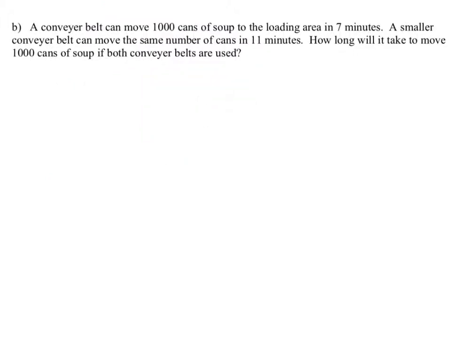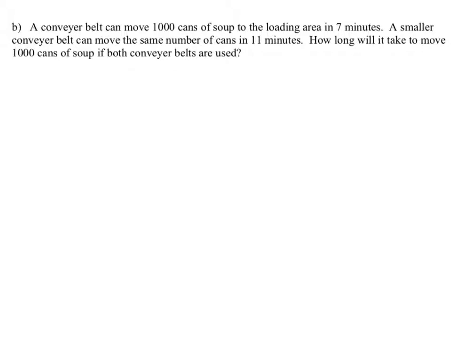A conveyor belt can move 1,000 cans of soup to the loading area in 7 minutes. A smaller conveyor belt can move the same number of cans in 11 minutes. How long will it take to move 1,000 cans of soup if both the conveyor belts are used?